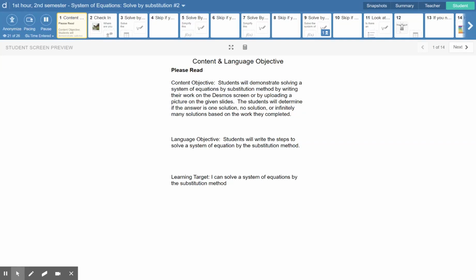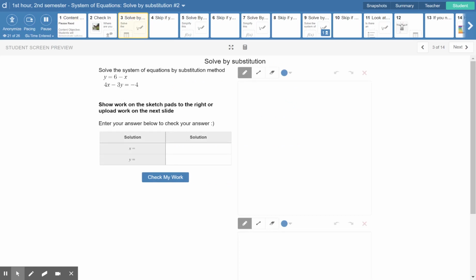Okay, in this video we are going to go over the answers for the Desmos activity solved by substitution number 2. So slide 3 starts off with isolated variable y. So that 6 minus x is going to go inside the y value. So we're going to have 4x minus 3, parentheses, 6 minus x, and then we're going to equal negative 4.